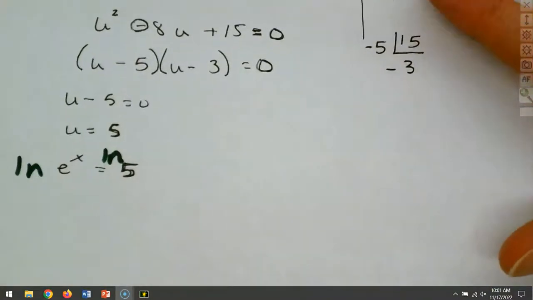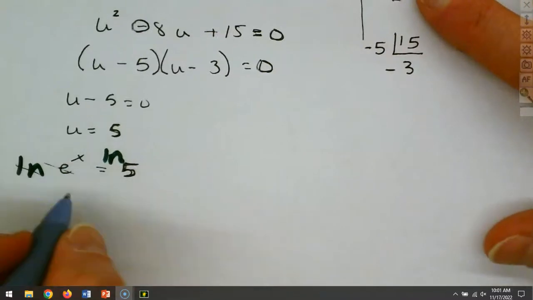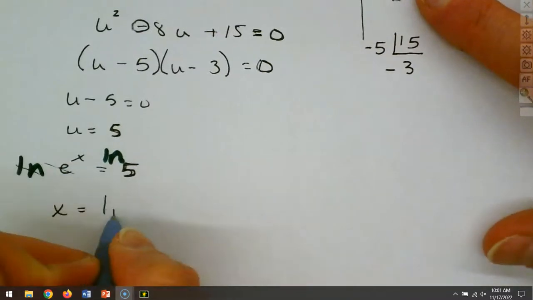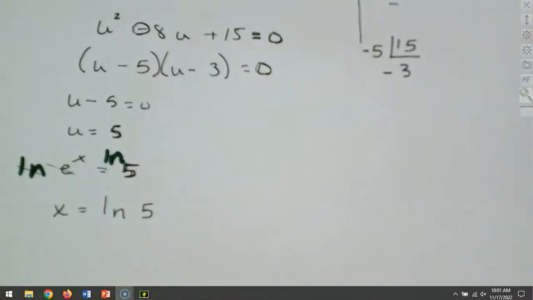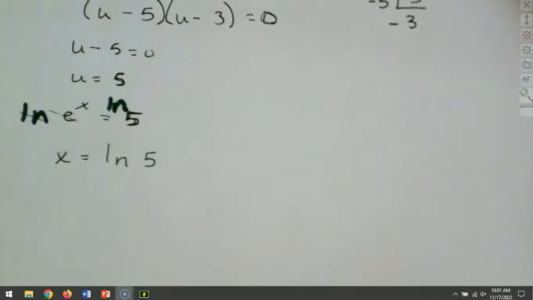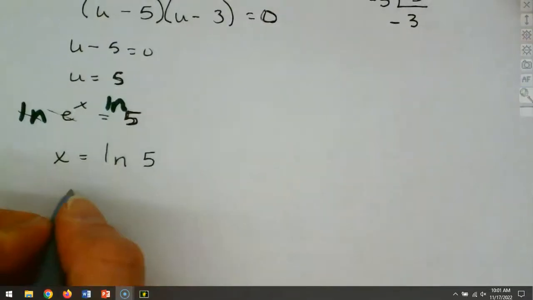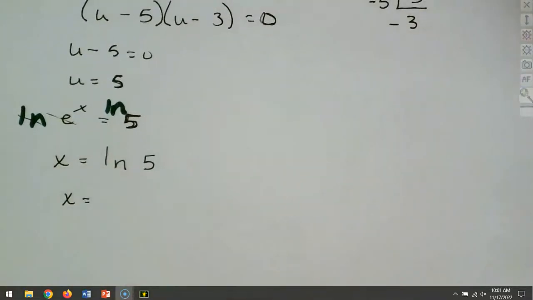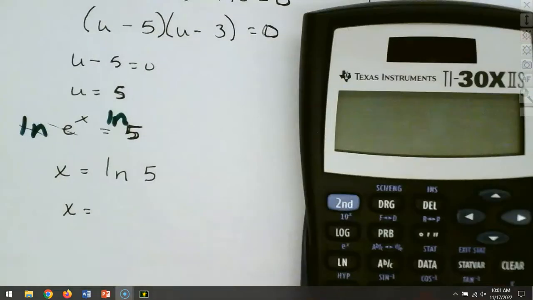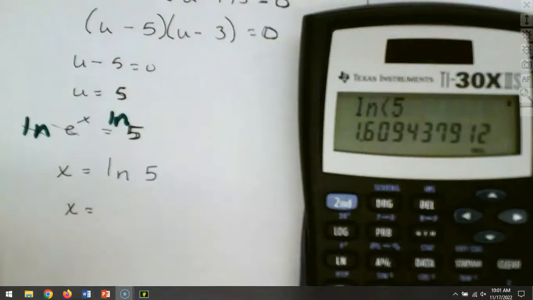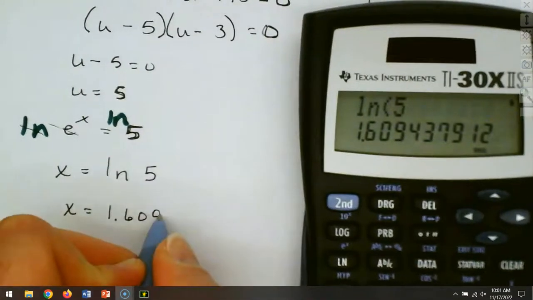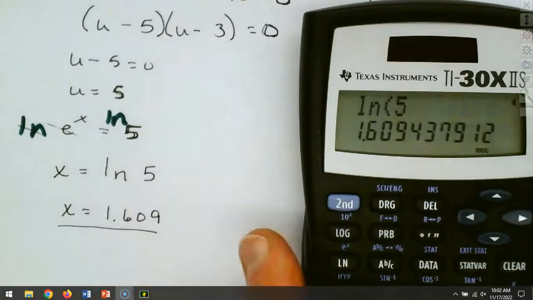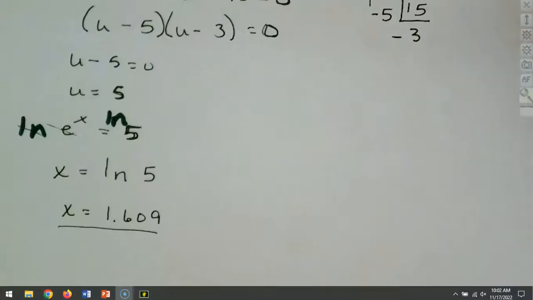And that is then going to cancel out with the e here. And we've got x equals the natural log of 5. And what is that going to be when we round? We'll round out to 3 places. The natural log of 5 would then be, using our calculator, ln 5. That's going to be then 1.609 if we round close enough. So there's that one. Now, what about the other one?